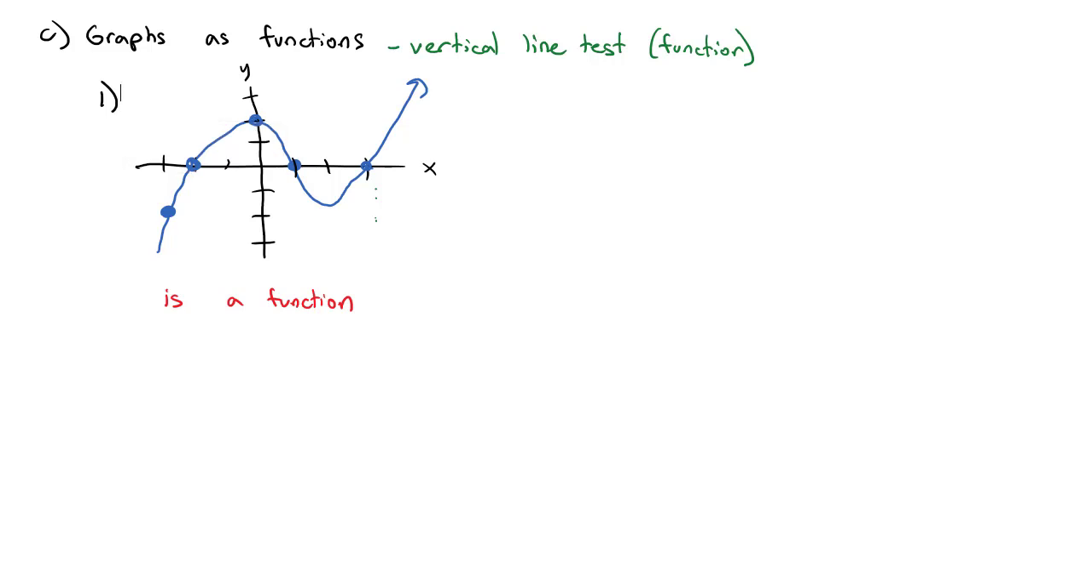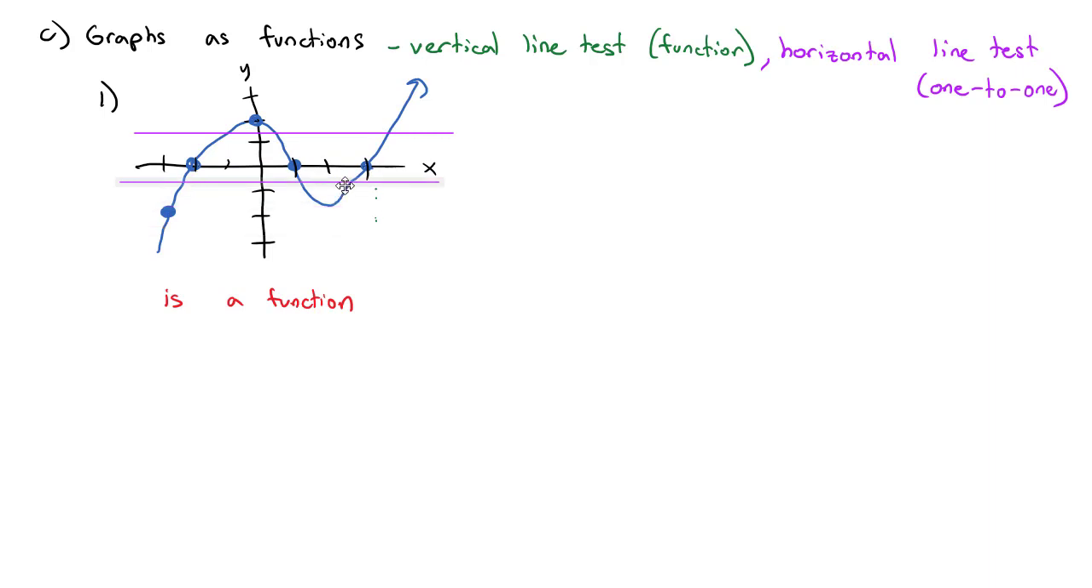Now, if I want to know if it's one-to-one, we use what's called the horizontal line test. And that will tell us if it's one-to-one. The idea here is I can draw a horizontal line through the graph, and then I can move this line up and down. But the horizontal line can only cross the graph once. If it crosses the graph more than once, what we see is there's more than one option that gives us that horizontal value. That tells us that it is not a one-to-one function.